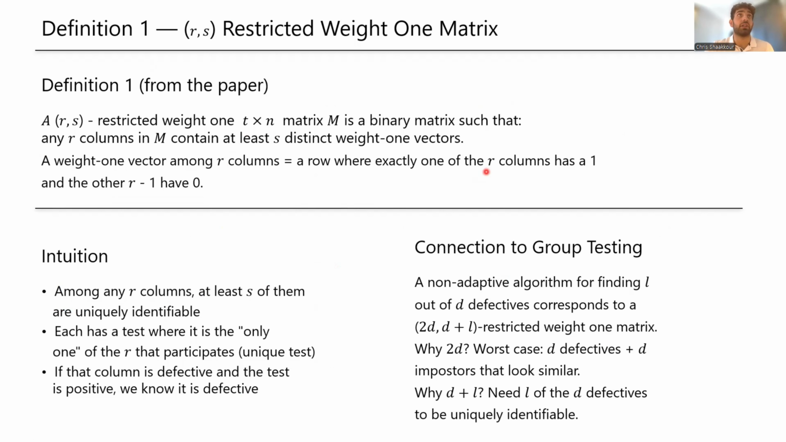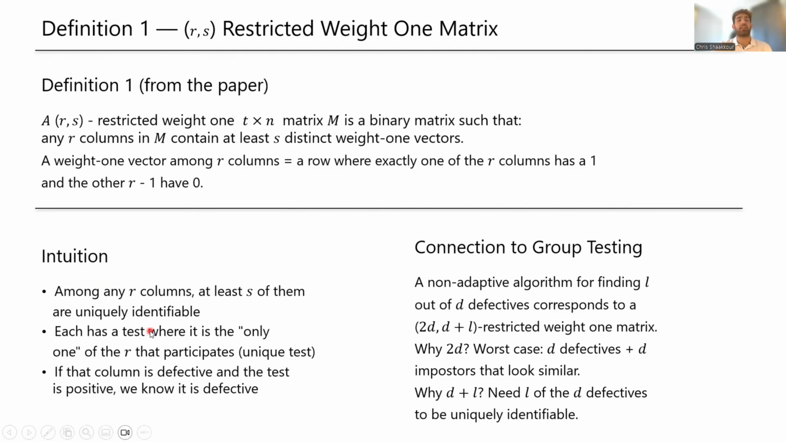And for this, we have to, first of all, start with this definition. So an RS restricted weight 1 matrix. Let's explain what this is. An RS restricted weight 1 matrix, T by N matrix M, is a binary matrix such that any R columns in M contain at least S distinct weight 1 vectors. So a weight 1 vector among R columns is a row where exactly one of the R columns has a 1 in it and all the others are 0. So if we have a row, all of it is 0 except only one element is 1.